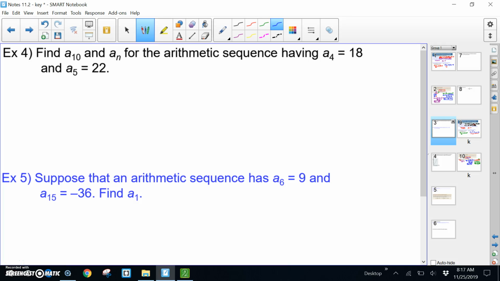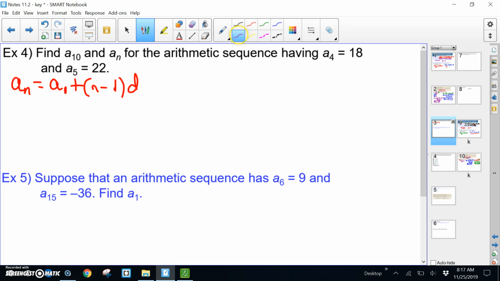Example 4, find A10 and AN for the arithmetic sequence having A4 equal 18 and A5 equal 22. So recall that the formula that we know for the nth term, AN equals A1 plus n minus 1 times D. Now, we don't know A1 this time, like the last one we did. So we're going to have to adjust a little bit, I suppose, and find that A1. Okay?